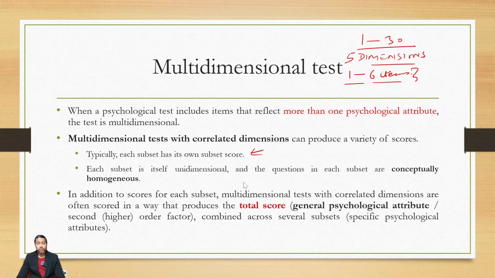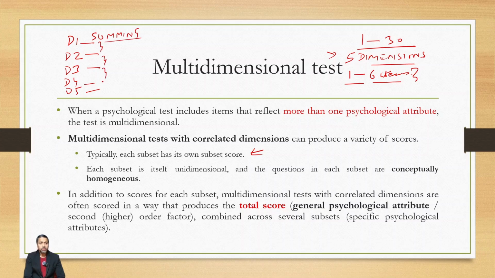In addition to scores for each subset, consider a multidimensional test with correlated dimensions. I will soon say that there are correlated and uncorrelated ones. Right now assume that the 5 dimensions you have are correlated. Let us say dimension 1, dimension 2, dimension 3, dimension 4, dimension 5 have their respective scores, let us say by summing, and then the correlations are calculated between these, and this correlation is present.